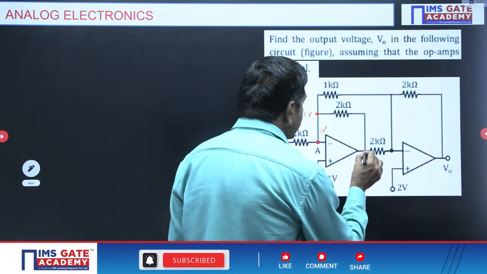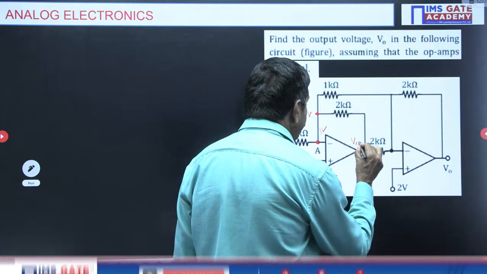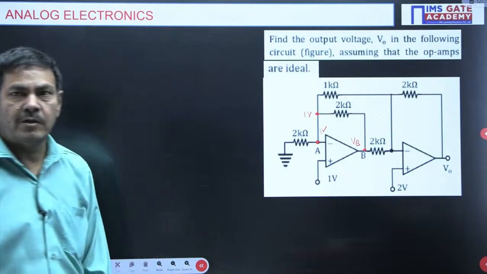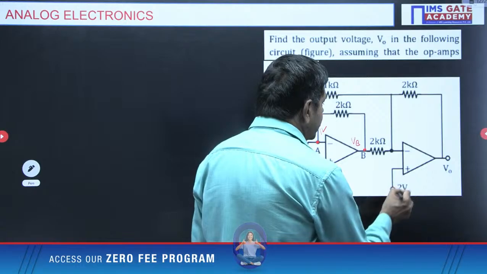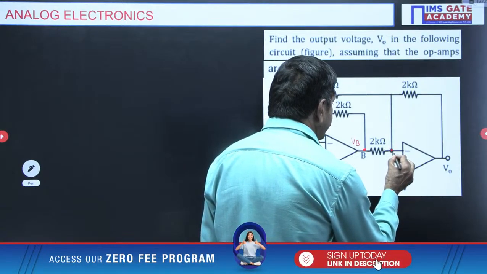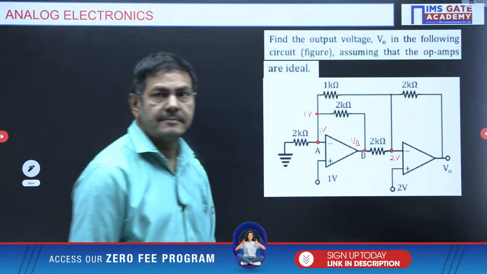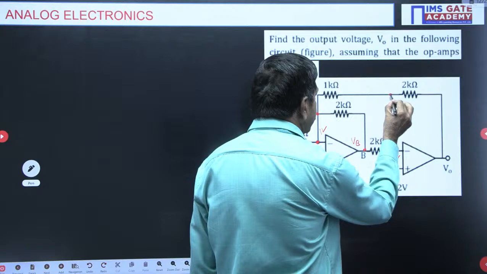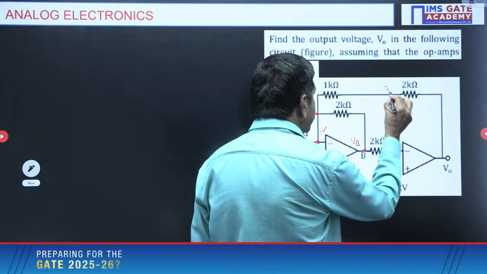And this node voltage, I want to take as VB, the potential at point B. This potential I want to denote by the symbol VB. Here the V plus is 2 volts, so V minus must be 2 volts here, you know very well. We don't have any resistor in the middle, so the same 2 volts will be maintained here.